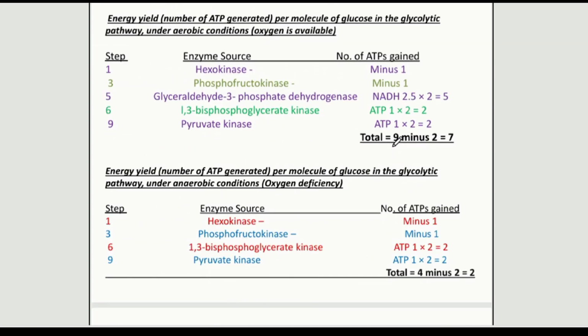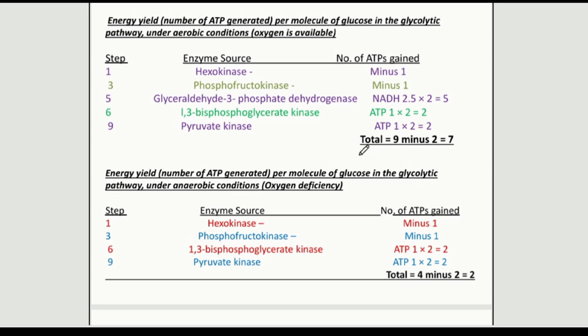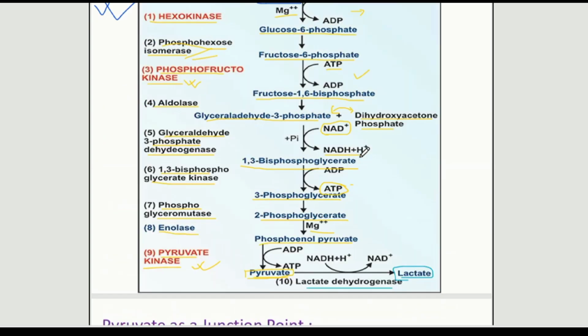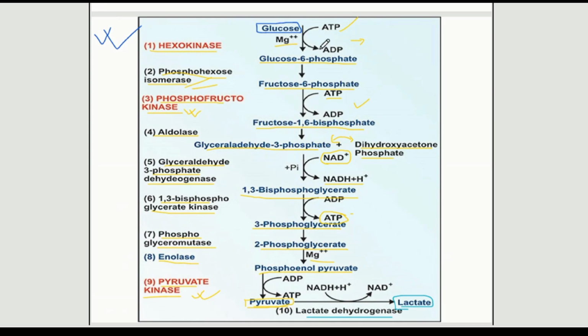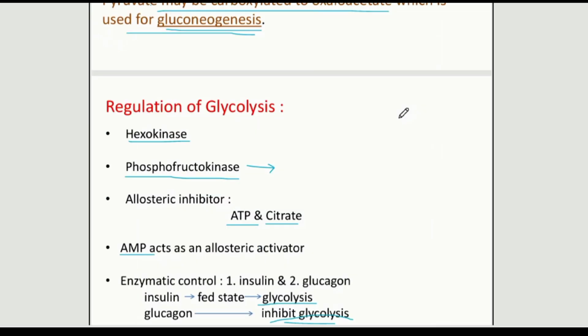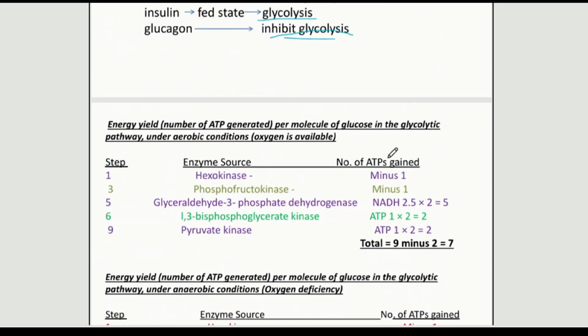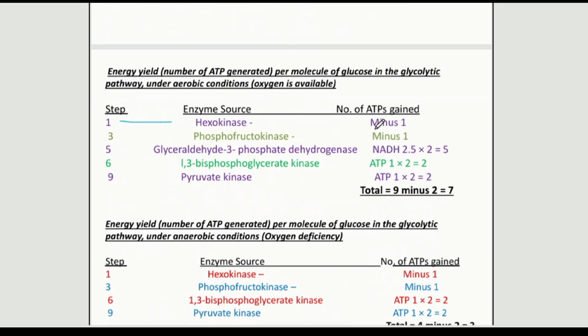Now come to the energy yield in glycolysis. If you see the steps of glycolysis, you can easily appreciate that in the first step ATP is used, and in the third step ATP is used. So when we are calculating energy, in the first step, hexokinase, 1 ATP is consumed, and in the third step also minus 1 ATP.